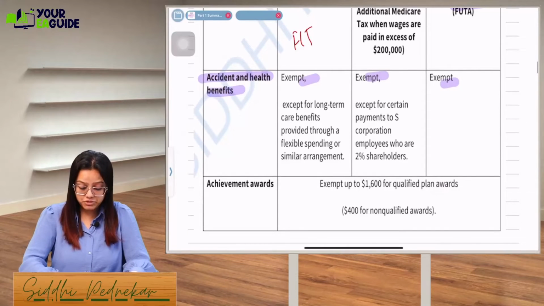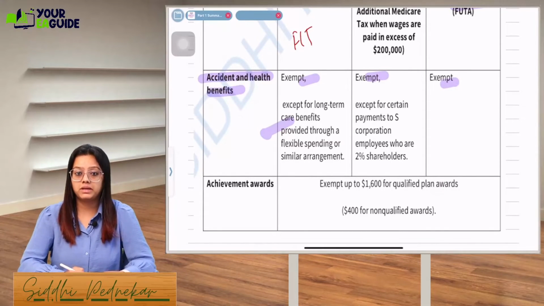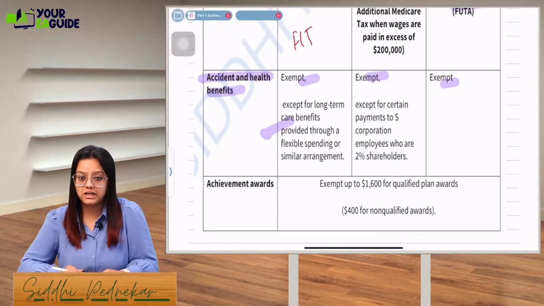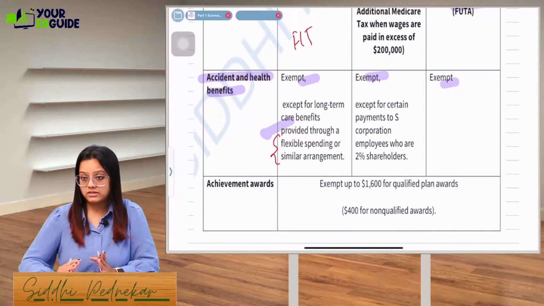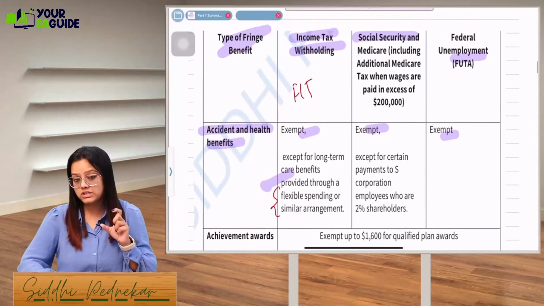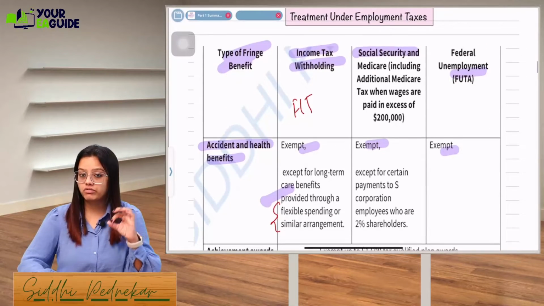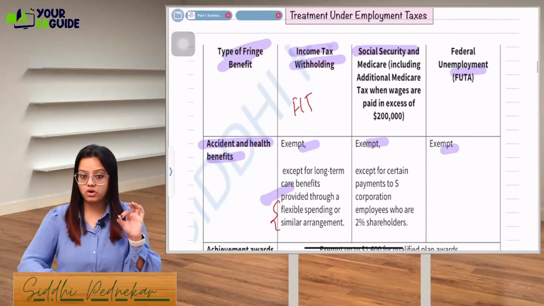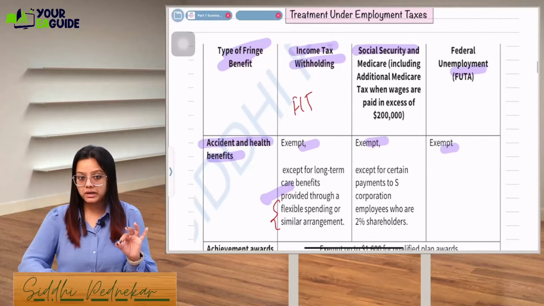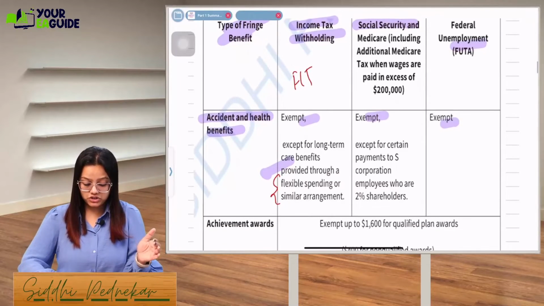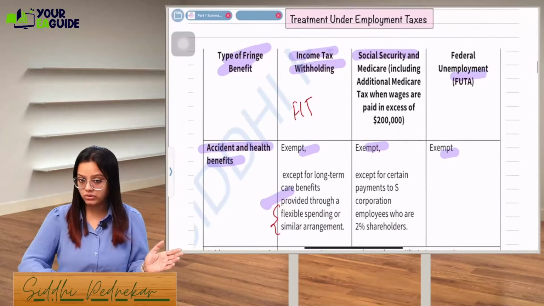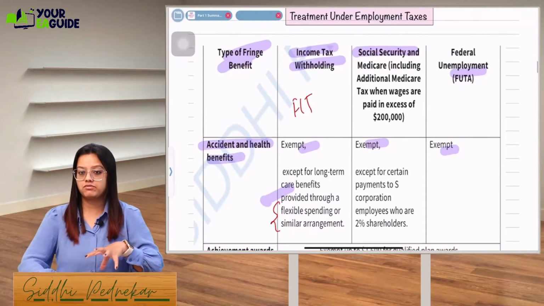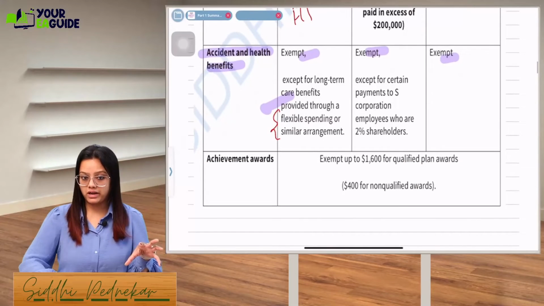Okay, an exception is given, that is for a long-term care benefit provided through a flexible spending or a similar arrangement. We have already done the meaning in the class. This is just a revision lecture, so the purpose of this lecture is just to make you revise the topics which we have already done. I'm not going to take each and every topic in detail. Okay, so for the type of fringe benefits, if it's an accident or health benefit plan, it will be exempt from any withholding, it will be exempt from federal income tax, exempt from Social Security, Medicare and FUTA taxes.